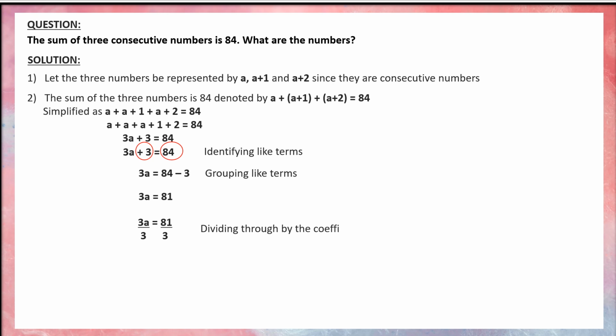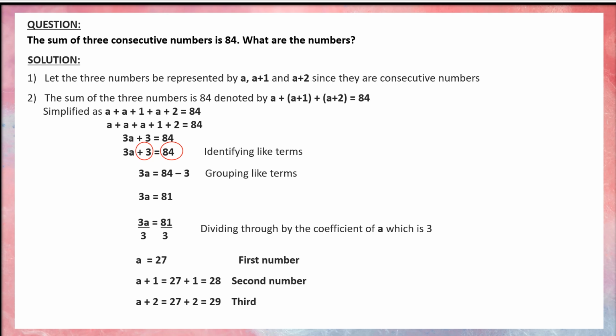So like it is clearly stated, we divide both the left hand side and the right hand side by the coefficient of A. And what is the coefficient? Coefficient is whatever is multiplying A. And whatever is multiplying A in this particular case is 3. And that's why we're dividing the left hand side and the right hand side by 3. So we have A is equal to 27, and that's the first number. A plus 1 is equal to 27 plus 1, which is 28, that's the second number. And then A plus 2, which is 27 plus 2, which is 29, is the third number.